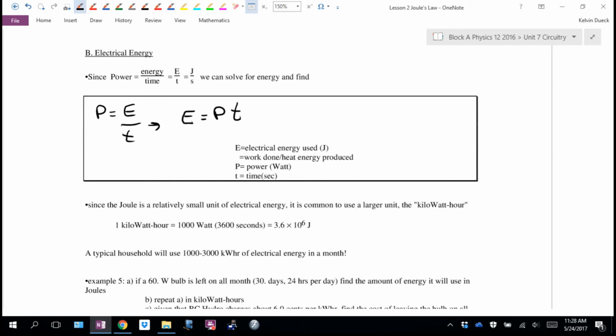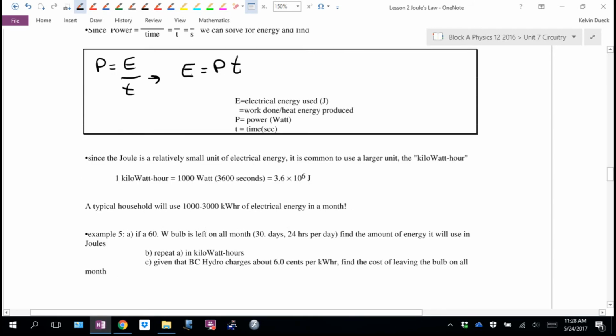Except a joule is such a small unit of electrical energy, it's common to use a larger unit, the kilowatt hour. Kilowatt, power, hour, time, but much larger numbers, because if they didn't do that, your parents would be receiving bills in the tens or hundreds of millions of joules, and they would freak out. As opposed to the kilowatt hour, where you get 63 kilowatt hours. That's a number I can wrap my brain around. Oh, last month we used 61 kilowatt hours. We saved some electricity.